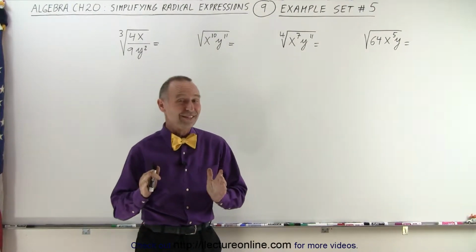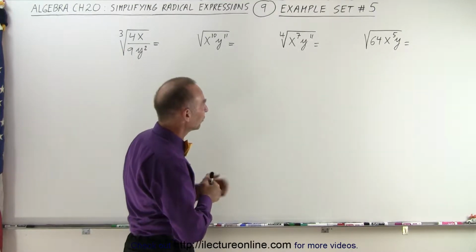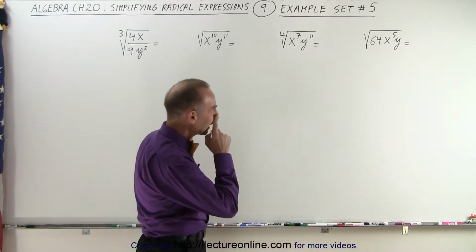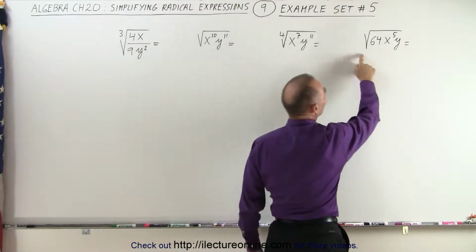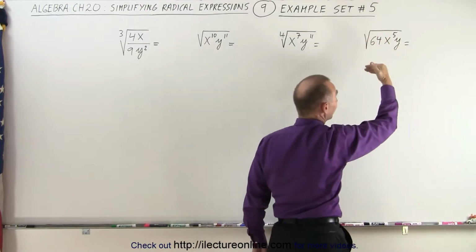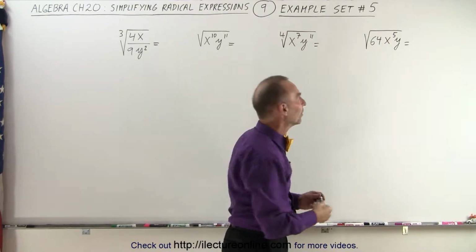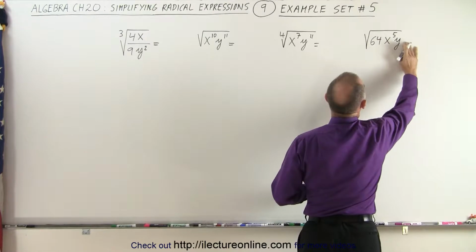Now let's try to see if we can simplify these radical expressions. So starting with the first one, I noticed that this is the square root and we have x to the fifth. So definitely if the power is greater than the root, we can simplify that. And 64 can be written as 8 times 8. So let's go ahead and rewrite it like this.